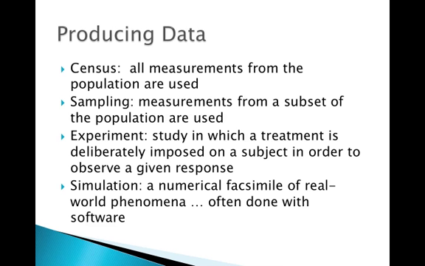A census is when all measurements from the population are used, and sometimes that's a good thing, sometimes it's just impossible. With sampling, measurements from a subset of the population are used. Now, another way to produce data is through an experiment, and that's a study in which a treatment is deliberately imposed on a subject in order to observe a given response. And a simulation is a numerical facsimile of real-world phenomena. It's often done with software.